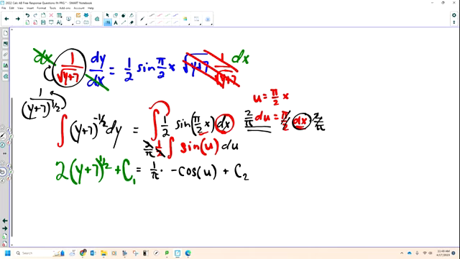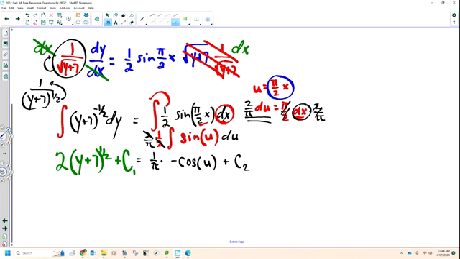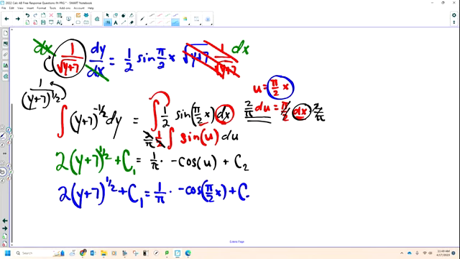What was u? u was pi over 2 times x. So let's bring that back in. We've got 2 times y plus 7 to the 1/2 plus a constant 1, we'll call that, equals 1 over pi times the negative cosine of pi over 2 times x plus constant 2.